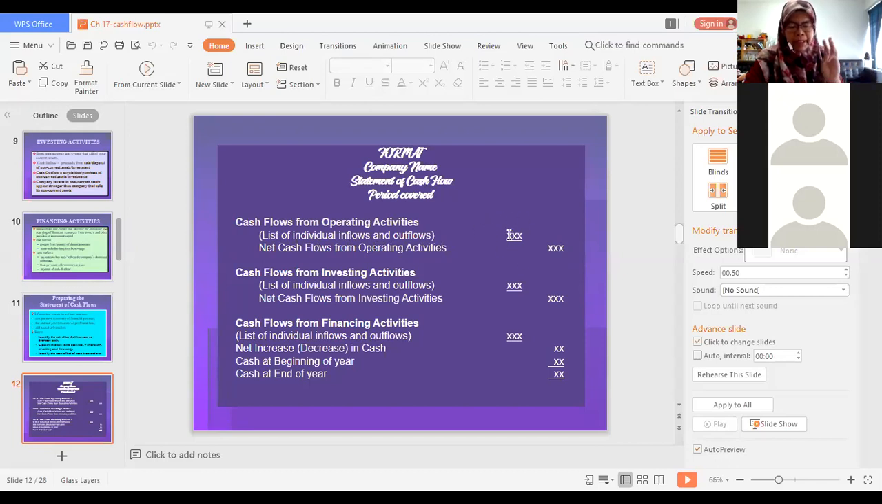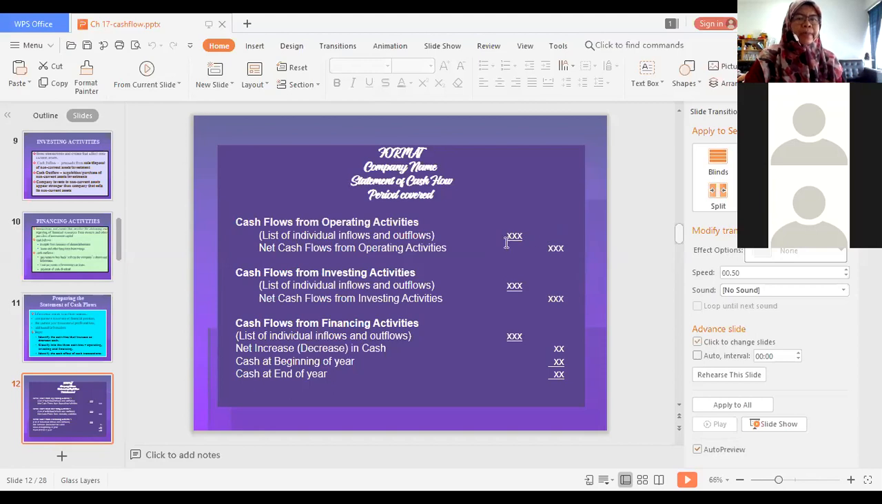So the main thing here is only 3. Cash receipts from customers, which is positive. Cash payments to suppliers and employees, which is always negative. And then tax paid, negative. Only 3 items to be transferred here. But for the second one, cash payments to suppliers and employees, you can total them up or you can transfer them one by one. Cash payments to suppliers one, cash payments to employees one. So total. Clear?